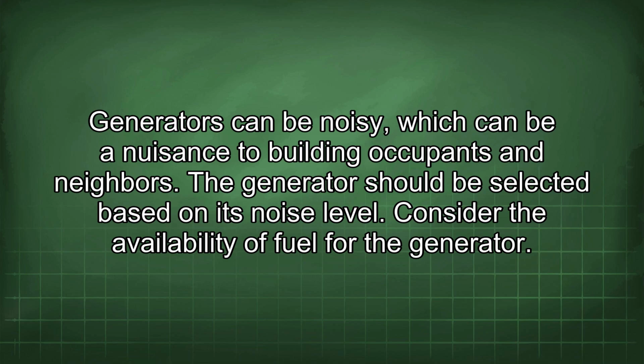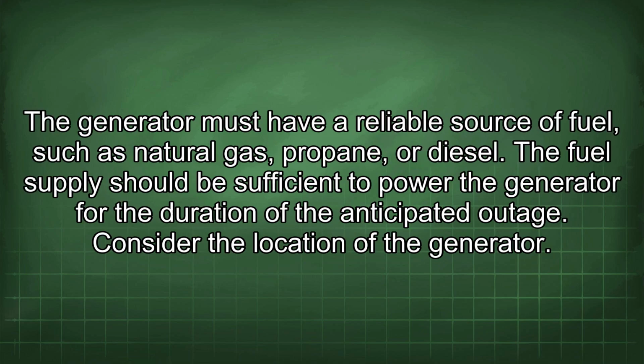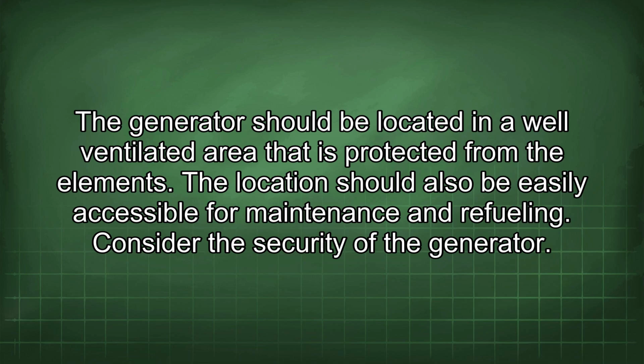Consider the availability of fuel for the generator. The generator must have a reliable source of fuel, such as natural gas, propane, or diesel. The fuel supply should be sufficient to power the generator for the duration of the anticipated outage. Consider the location of the generator. The generator should be located in a well-ventilated area that is protected from the elements. The location should also be easily accessible for maintenance and refueling.